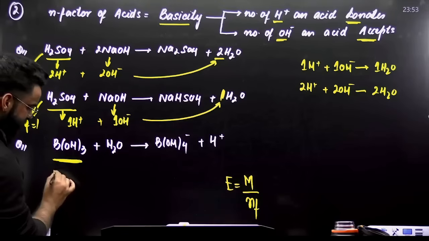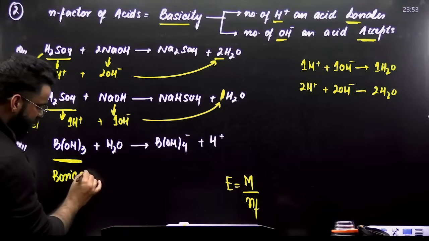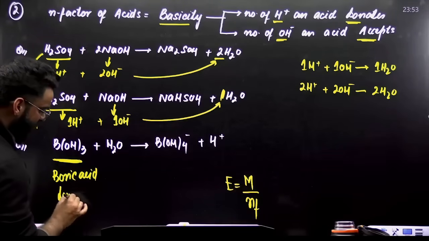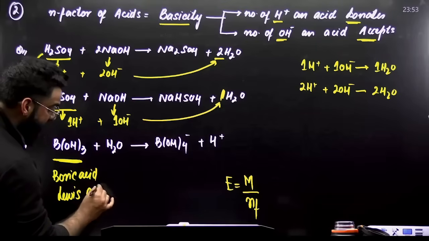Look at this one. This B(OH)3, this is called boric acid. It's called boric acid. Remember, it's a weak Lewis acid.